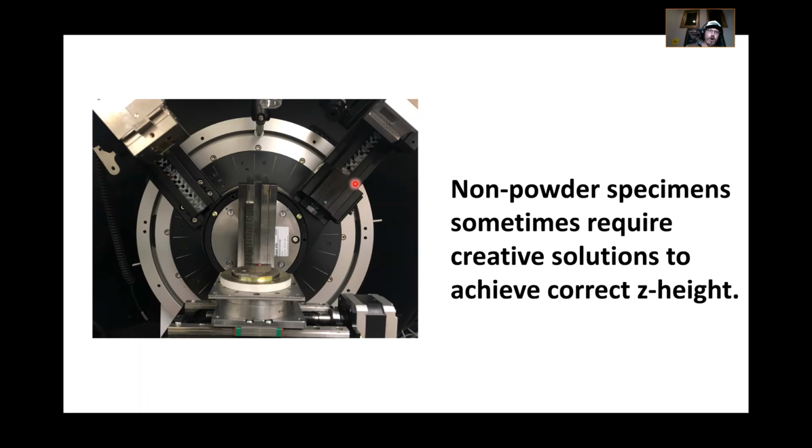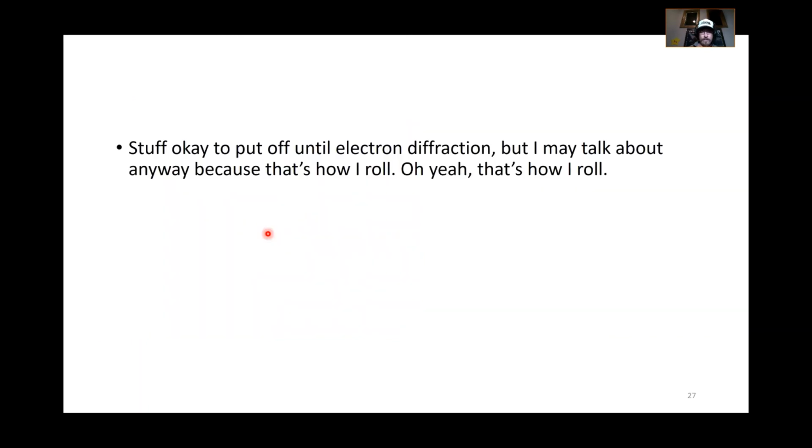Another note, non-powder specimens sometimes require creative solutions to achieve the correct Z height. And I don't know if you can see this, but we've stacked up just a bunch of pieces of metal because we're looking at a solid sample. On this instrument, it has a laser, and if your Z height is correct, the laser will form an X. There are actually two lasers that come together and form an X. So that's how you know if your Z height is correct.